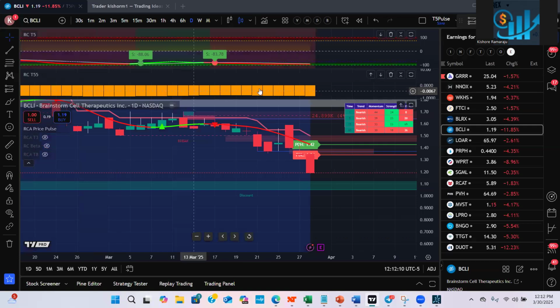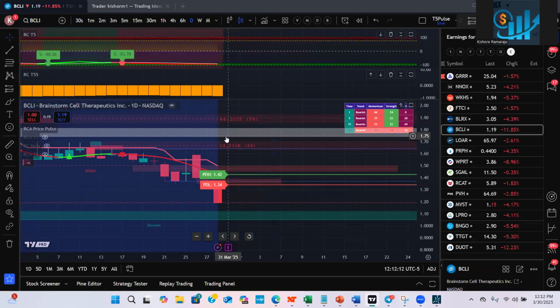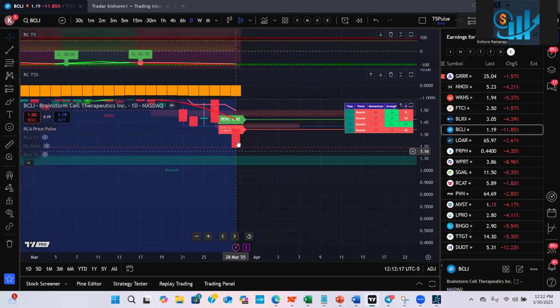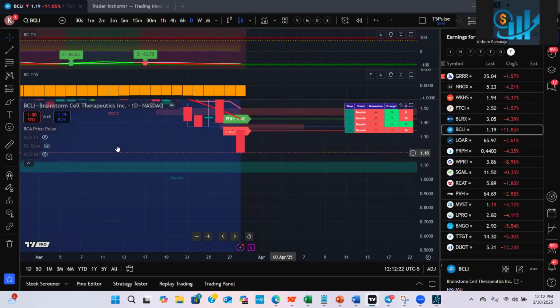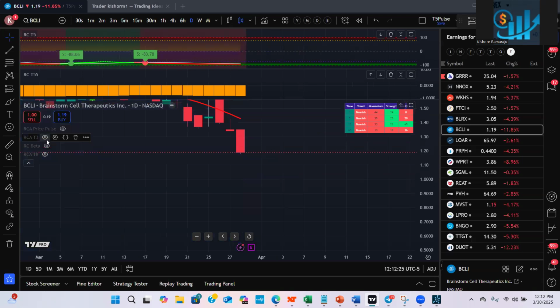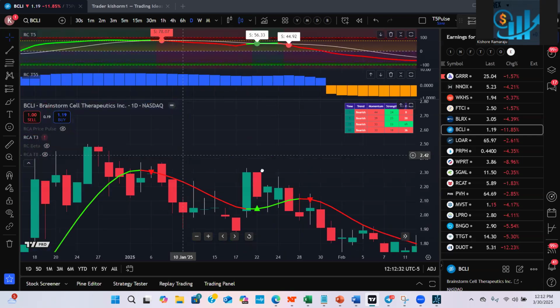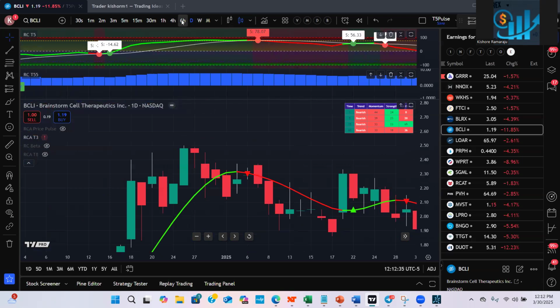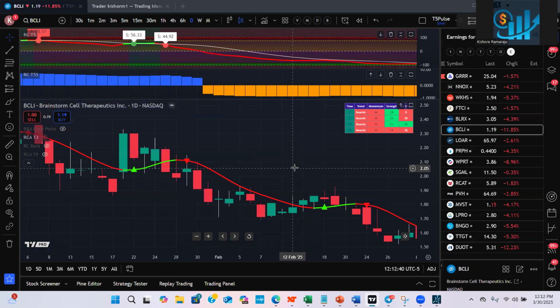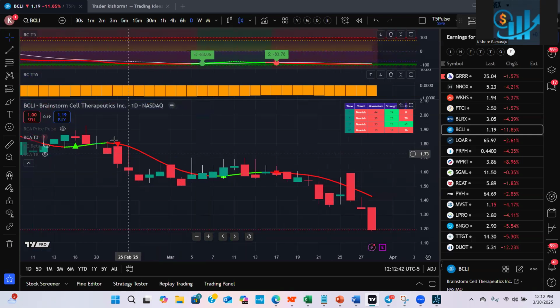Right? Same thing. T55 is telling it will drop. You have a lot of sellers here, sellers here, sellers here, sellers here. There are no buyers. I don't see any buyers in pros buy. If I hide price pulse, if I see T3, T3 is also in a sell signal. It is dropping, going up, dropping, going up, dropping.